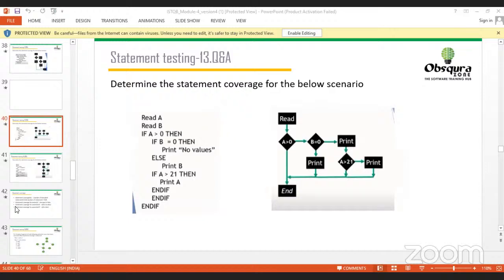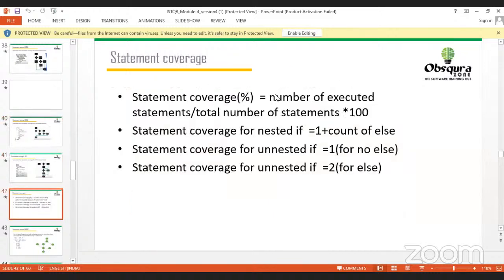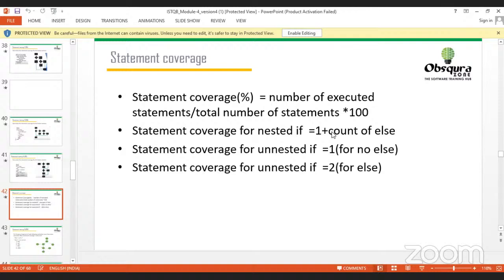So now we move on to the shortcut. Statement coverage percentage equals number of executed statements divided by total number of statements into 100. Okay, so that is clear, right? Now, statement coverage for nested if. So the nested if case we have discussed here, right? Yes, this is a nested if case. So for a nested if, it will be equal to 1 plus count of else.